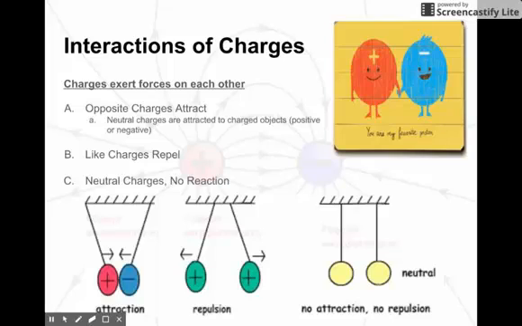As long as one of our objects is charged and the other one is a different charge than that, we're going to get attraction. So it can be a positive and a negative, a positive with a neutral, or a negative with a neutral, and we're going to get attraction.